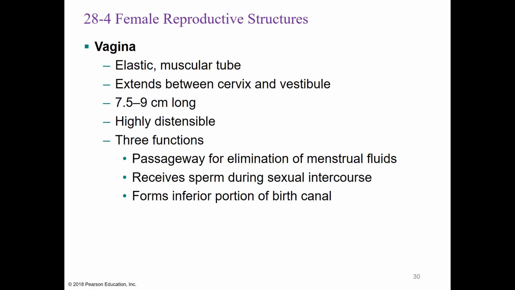The vagina is an elastic muscular tube that extends between the cervix and the vestibule. It's 7.5 to 9 centimeters long and highly distendable, which means that it will stretch. It has 3 functions: passageway for elimination of menstrual fluid, receives the sperm during sexual intercourse, and forms the inferior portion of the birth canal.